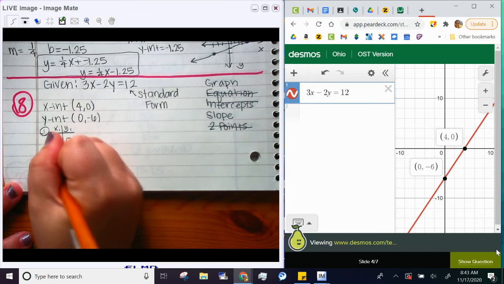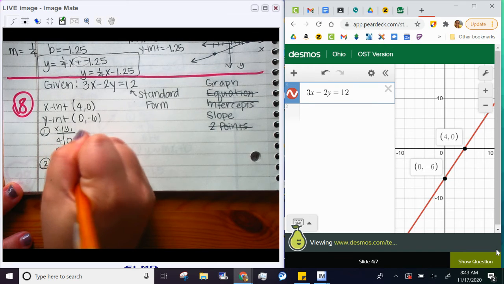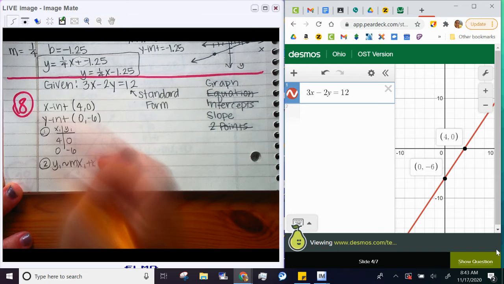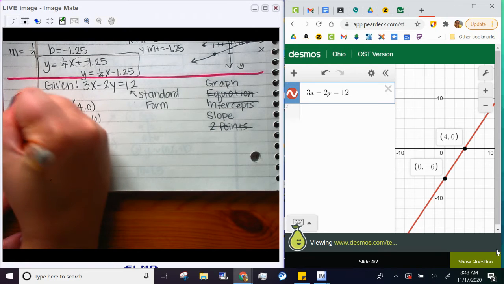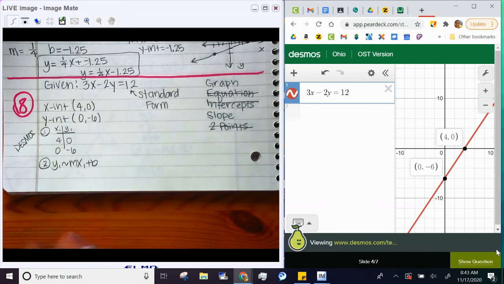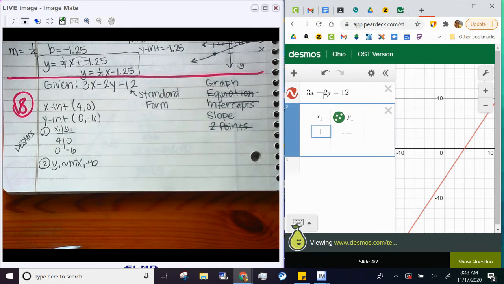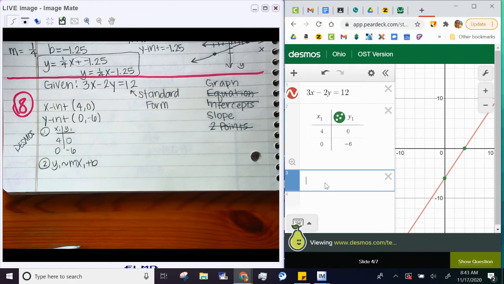Okay, so my first thing is to put those 2 points in, 4, 0, and 0, negative 6. Okay, and then I'm going to put in my cheat code, y1 tilde mx1 plus b. I like to write Desmos near it, so I know that this is what I did in Desmos. Okay, so I'm going to make a table. Notice that I kept the equation in there just because at the end I want to see if it actually lines up on there. 0, negative 6, and my cheat code.